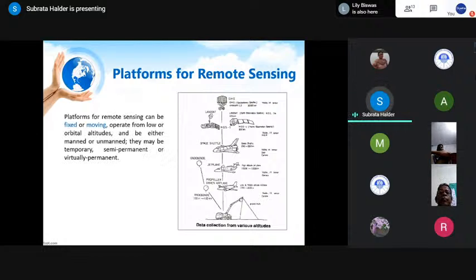Platforms for remote sensing. Platforms for remote sensing can be fixed or moving, operate from low or orbital altitudes, and be either manned or unmanned. They may be temporary, semi-permanent, or virtually permanent. The elevation or altitude of the platform has a direct effect on the scale of the data and the size of the area that is imaged.